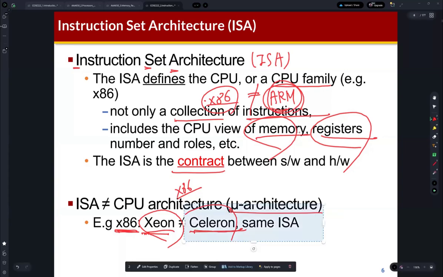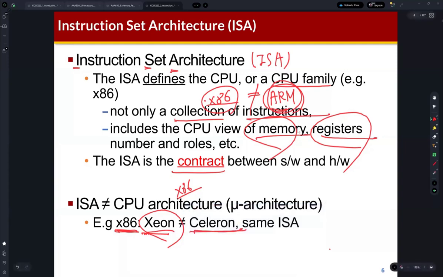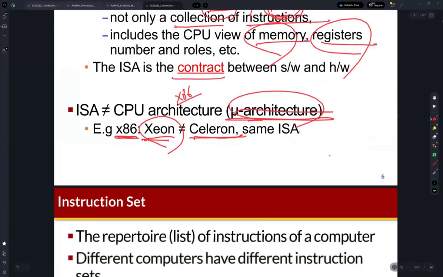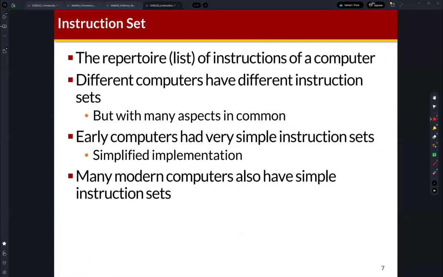Microarchitecture defines how the CPU is designed. It defines the core structure, so the microarchitecture can be different. The instruction set is the repertoire, the list of the instructions. Okay.